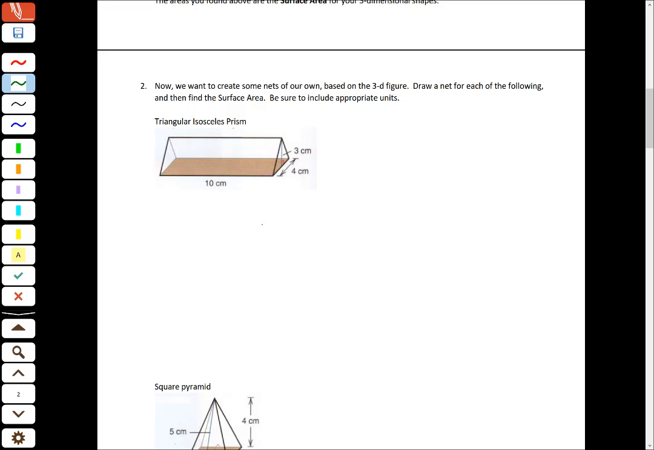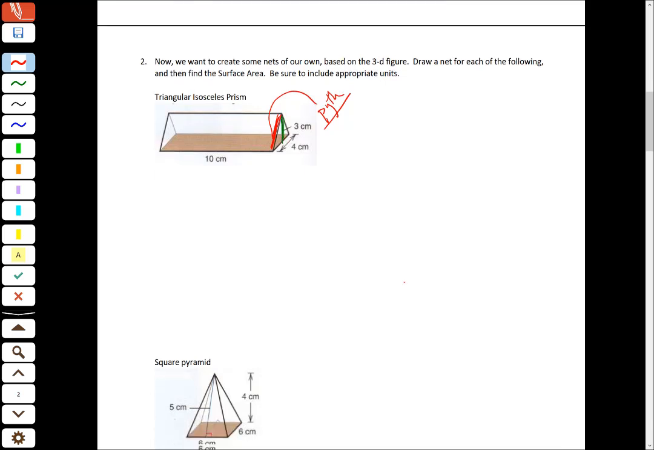So you'll draw this net. Again, be careful here because this perpendicular height here is 3 centimeters, and that is a different length than this one right here, and you need to use the Pythagorean theorem to find the length of that side, which will be one of these rectangles when you unfold this. Okay?